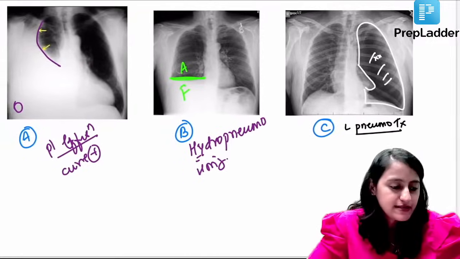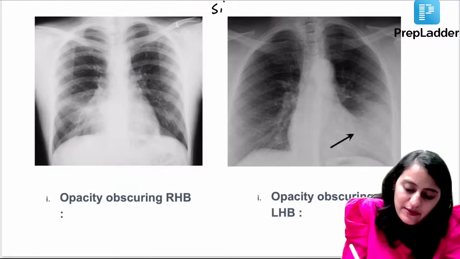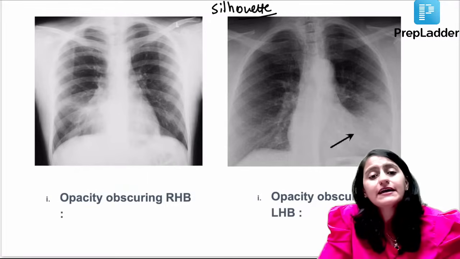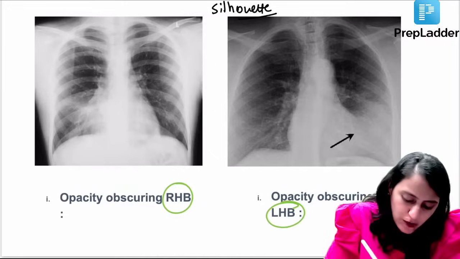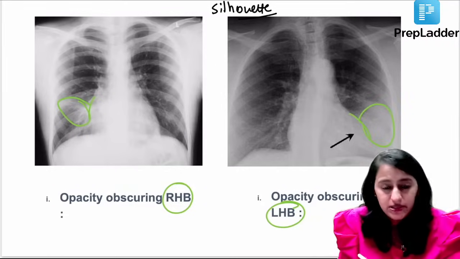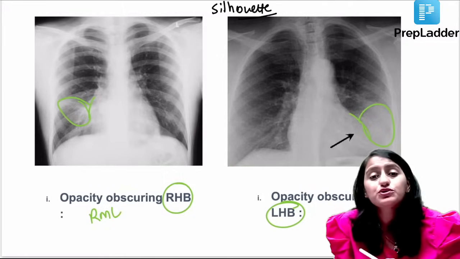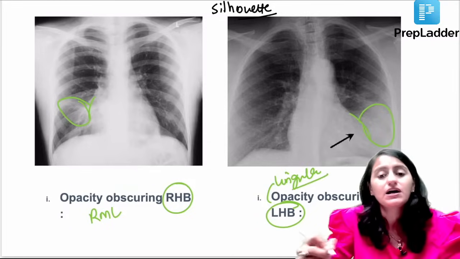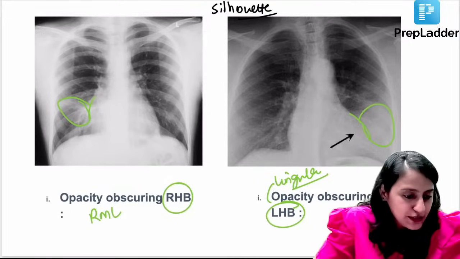Going to the next one: based on the silhouette sign, how do you decide what lobe of the lung is affected? If the right heart border is obscured, if the left heart border is obscured. Opacity obscuring the right heart border, opacity obscuring the left heart border. Right heart border is the right middle lobe. Left heart border, you do not have a left middle lobe. Corresponding to that is the lingula. At least remember this. So it is right middle lobe and lingula.